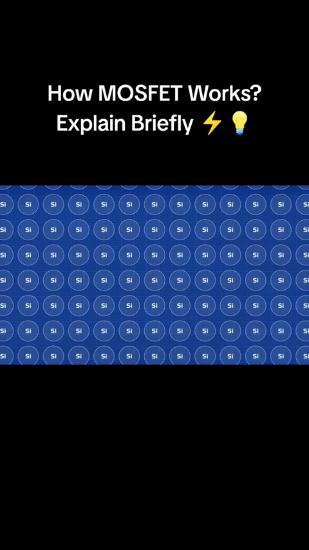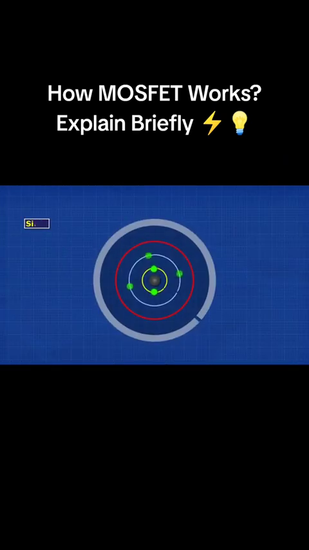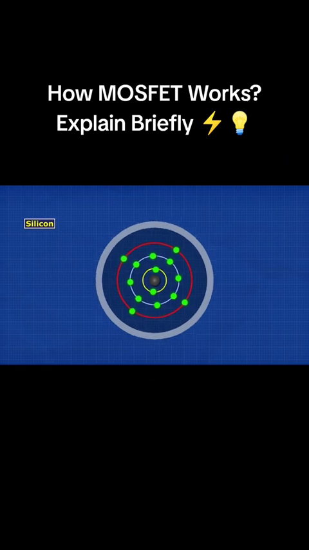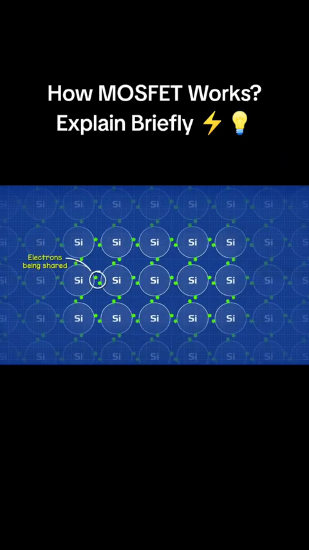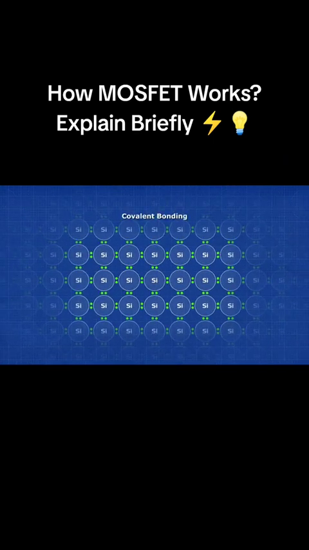Inside, we find silicon atoms. The silicon atom has 14 electrons, with 4 in its outermost shell, known as the valence shell. Silicon atoms are most stable when they have 8 electrons in their valence shell, but they only have 4. So they will share an electron with each of their neighbors to achieve this, and we call this covalent bonding.